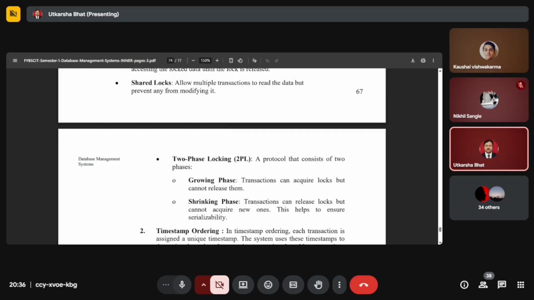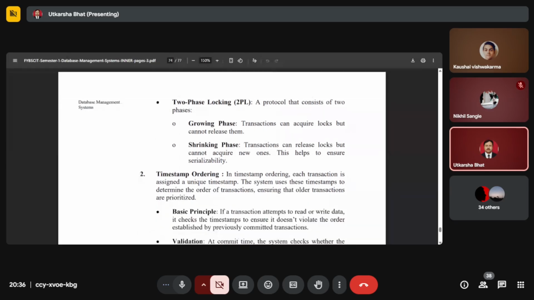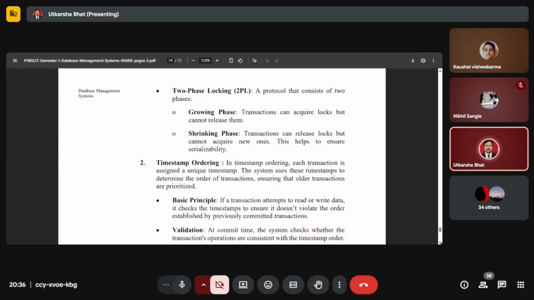Timestamp ordering. In timestamp ordering, each transaction is assigned a unique timestamp. The system uses this timestamp to determine the order of transactions, ensuring that older transactions are prioritized.